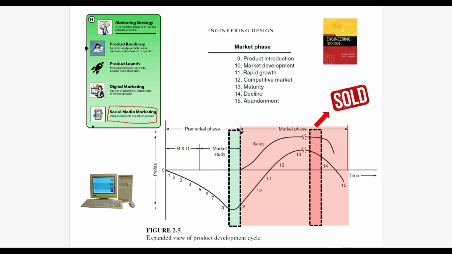Anyways, going back to the engineering design book, they have provided an excellent Figure 2.5, an expanded view of the product development cycle, for us to look at. That way we can better understand what we're talking about. As of now, we've been in the pre-market phase. In the pre-market phase, all we've done is research and development, and we've done our market study and our market analysis. And this card number 14, marketing strategy, is highlighted here in this green column. That is right before you start doing your sales. So you really want to have a strategy before you start selling.